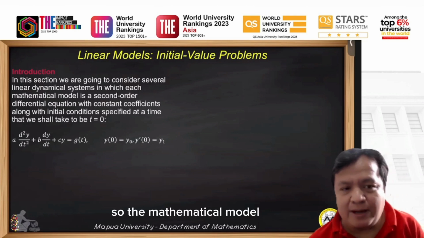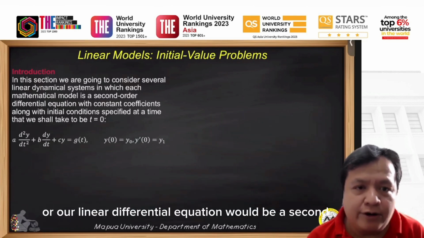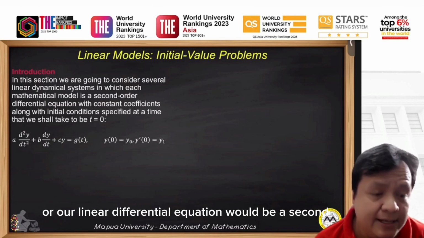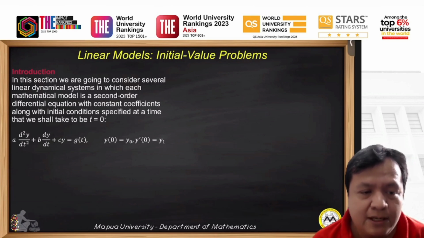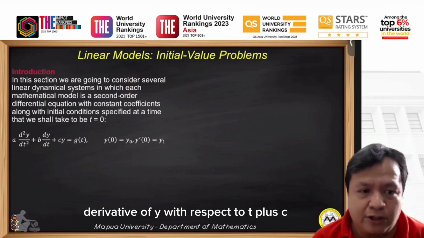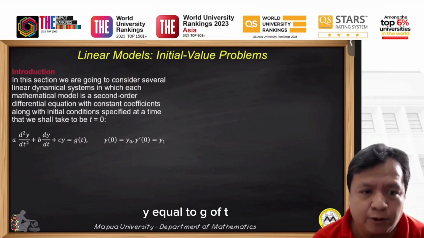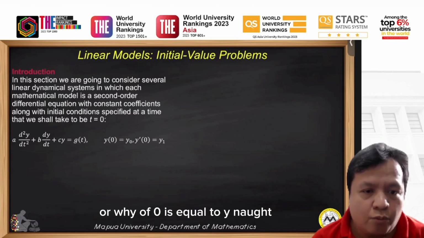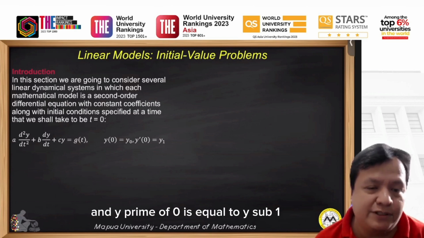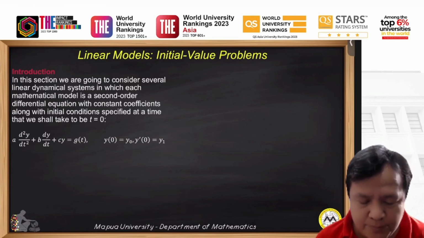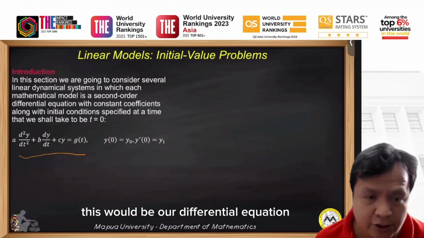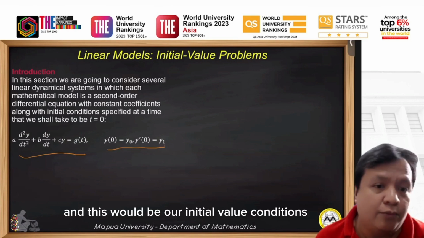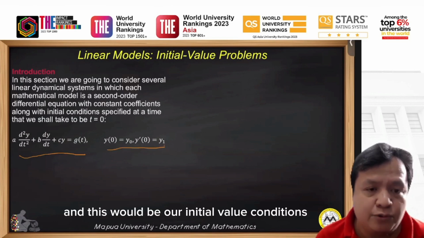So the mathematical model for our linear differential equation would be a times the second derivative of y with respect to t plus b times the derivative of y with respect to t plus cy equal to g of t, where y of 0 is equal to y naught and y prime of 0 is equal to y sub 1. This would be our differential equation, and this would be our initial value conditions.